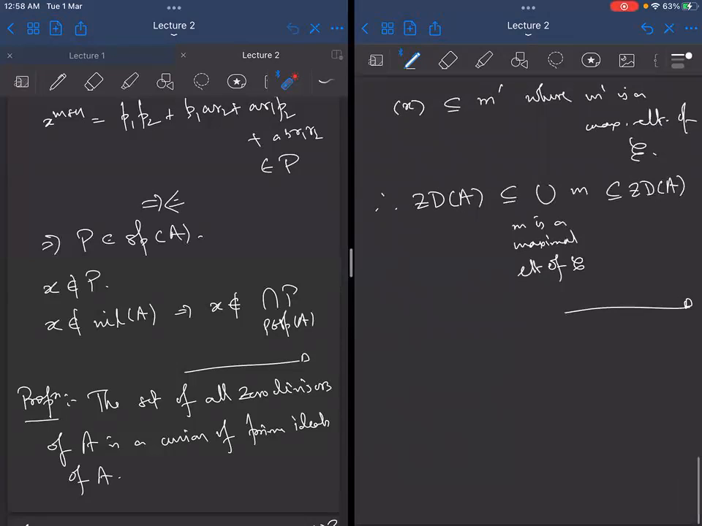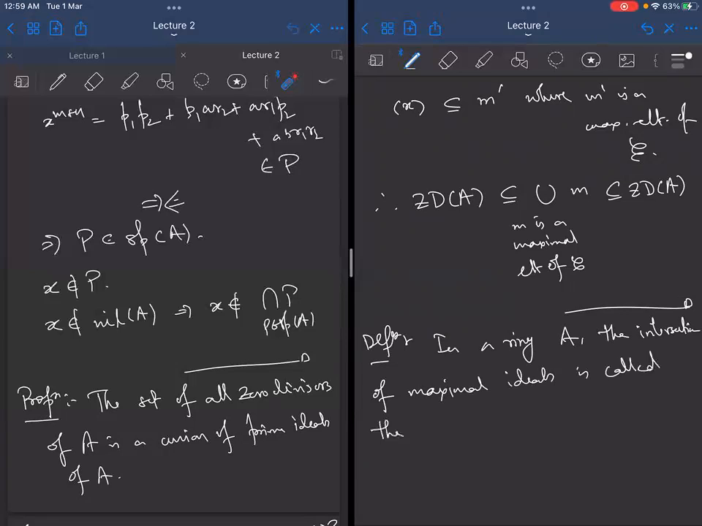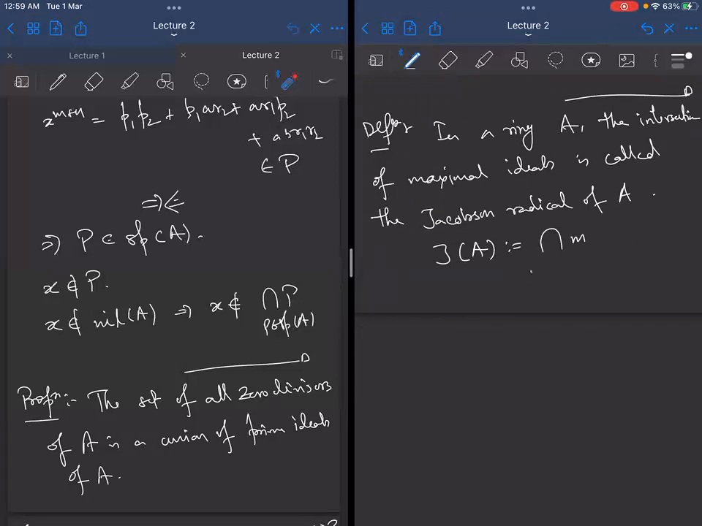And therefore what we are going to do is give a definition: in a ring A, the intersection of maximal ideals is called the Jacobson radical. Okay, and I will denote it by J of A. So this will be the notation. So what is J of A? This is defined as the intersection of elements of the maximal spectrum of A.